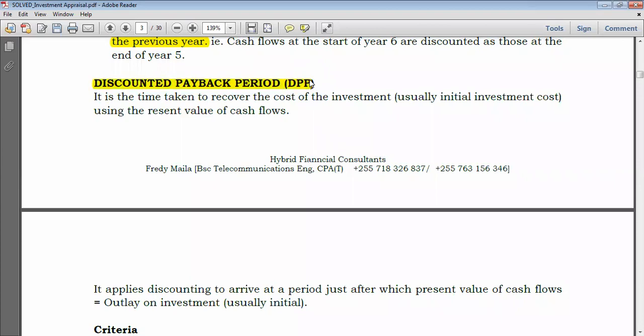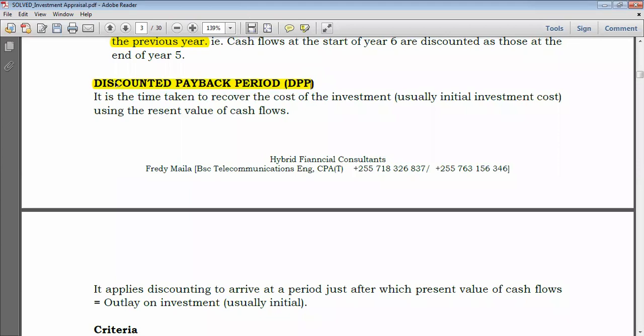It attempts to determine the time, the duration at the end of which we will recover the initial investment of the project. This is what we attempt to do when speaking of discounted payback period. But recovered by what? Instead of using cash flows as they are, we discount our cash flows.